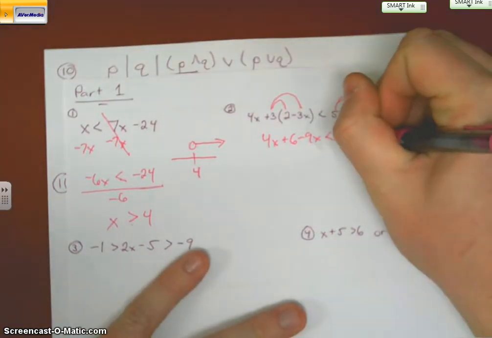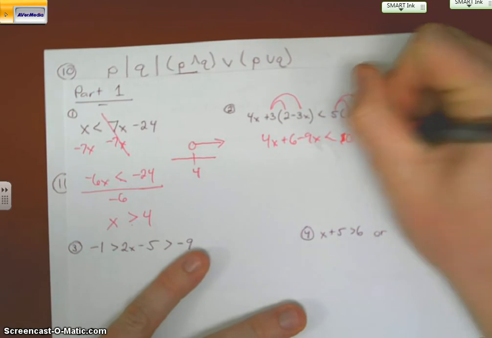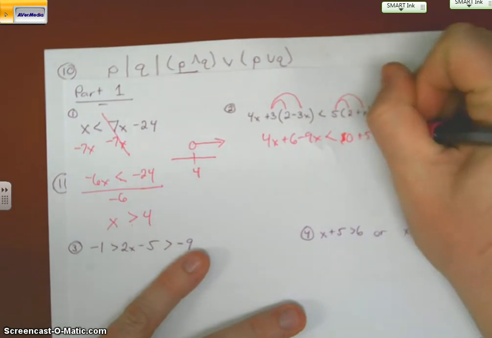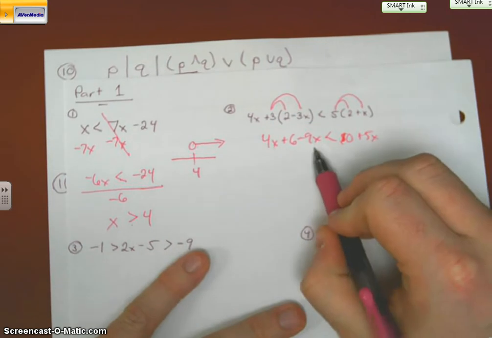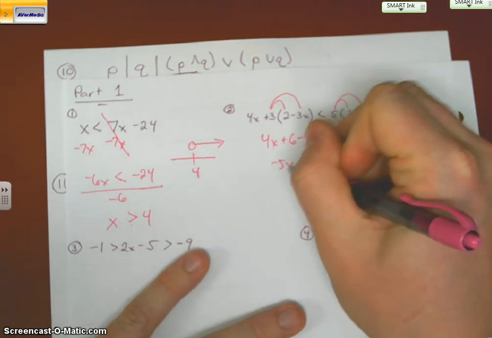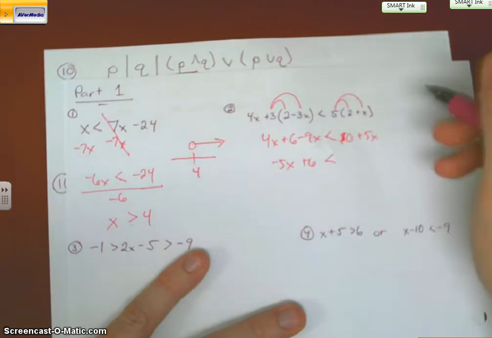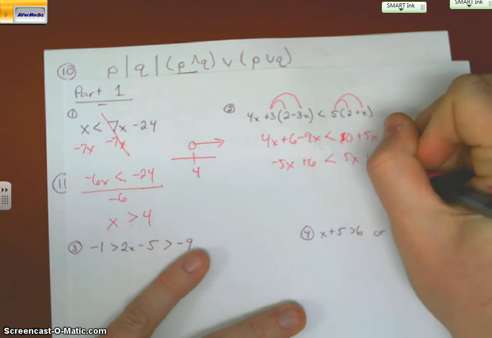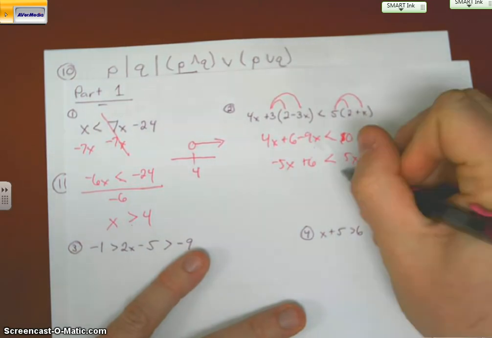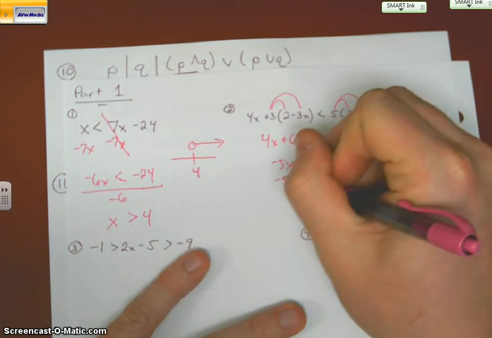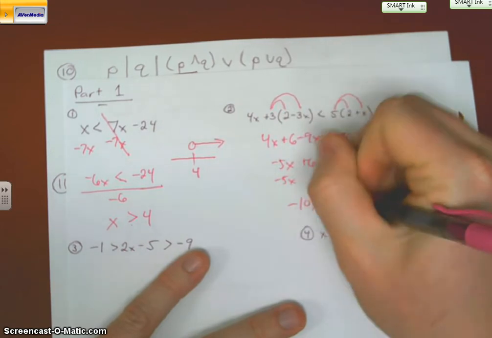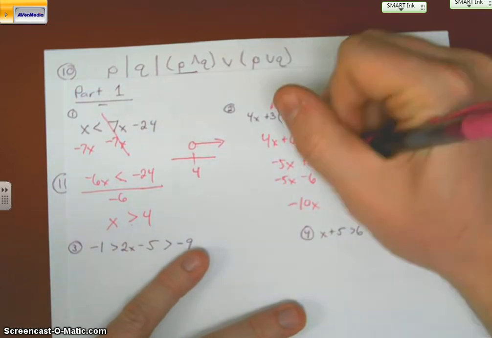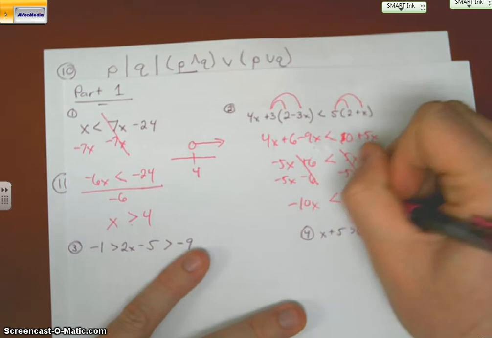Okay, so we're going to distribute here, and we end up with 10 plus 5x. Let's collect like terms. So 4x minus 9x is minus 5x. Variables on both sides. Minus 6, minus 6. We end up with 4.